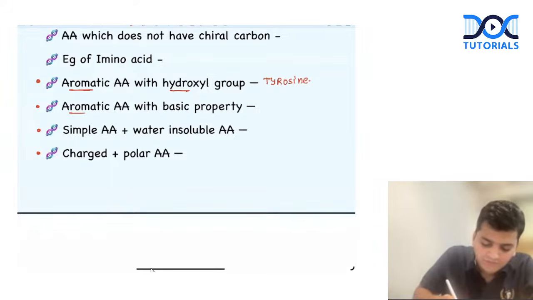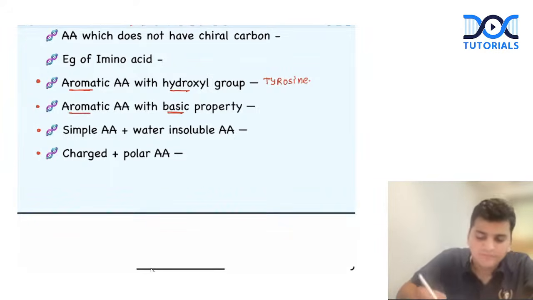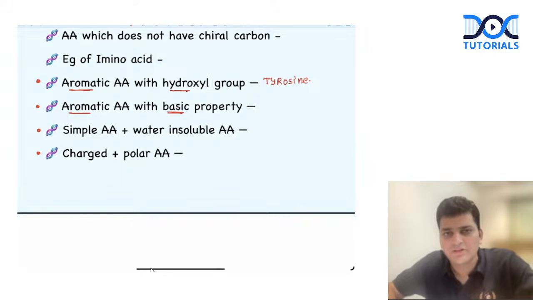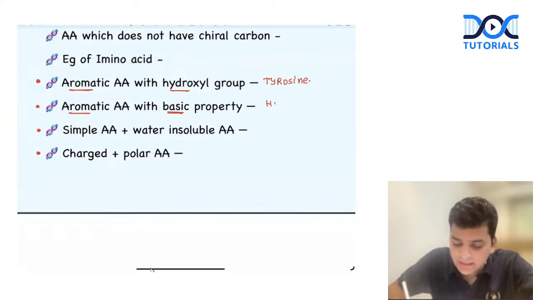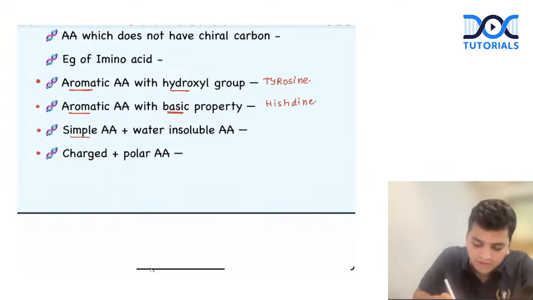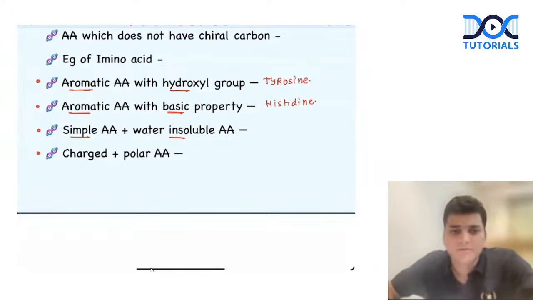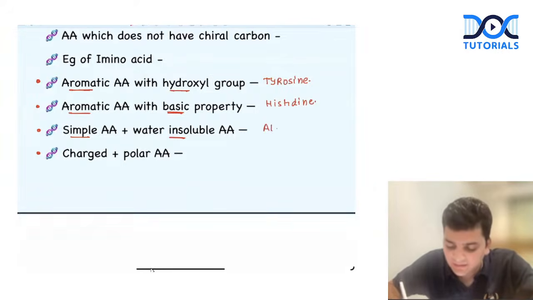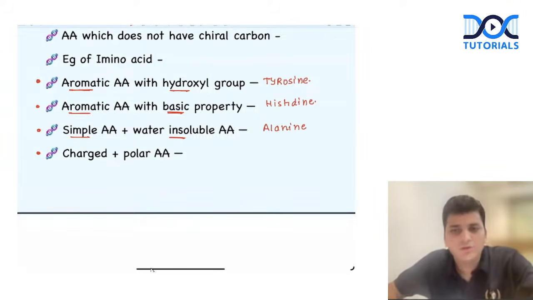The next one, aromatic and basic. What are the basic ones? Histidine, lysine, arginine are basic. Among them, which is also aromatic? Histidine. The next is the simple amino acid, but water insoluble. What are the simple amino acids? Glycine and alanine. Among them, which is water insoluble, not water soluble? Yes, the answer is alanine, because glycine is water soluble.